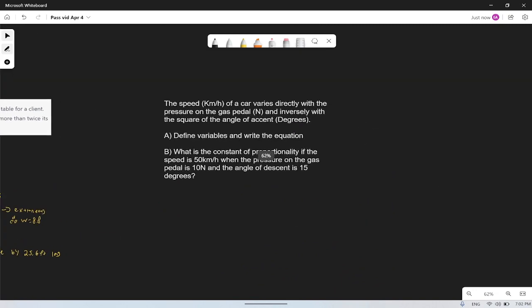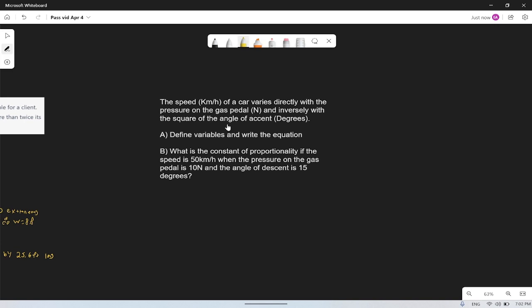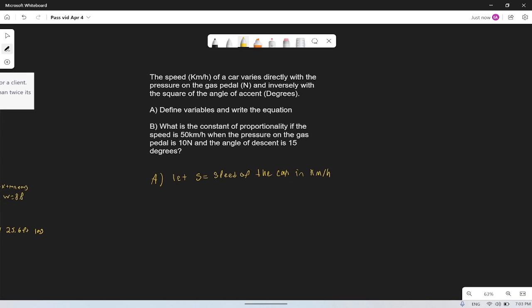Next up, we have a word problem here. It is one of the variation problems. So the speed of a car in kilometers per hour varies directly with the pressure on the gas pedal and inversely with the square of the angle of descent, and that's in degrees. So the first part is to define the variables and to write the equation. So say let S equal speed of the car in kilometers per hour. If you have units given, always use your units.